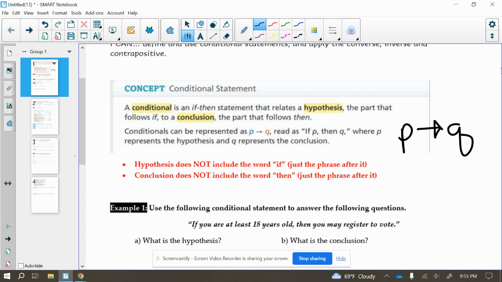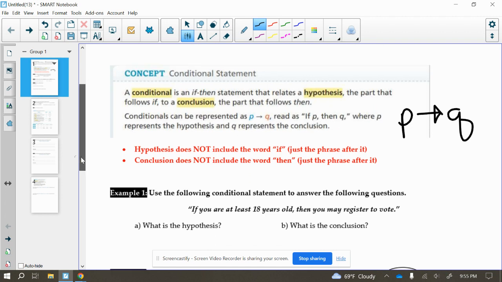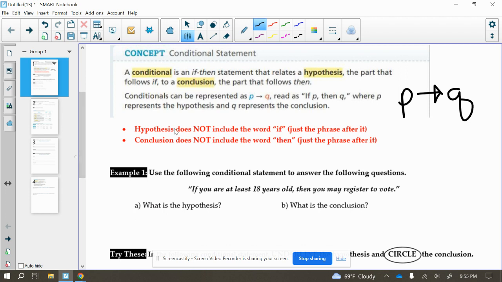Now, the P portion of the initial conditional statement is called the hypothesis, and then the Q portion that follows the word then is going to be our conclusion, the Q. And you'll see this set up in the if P, then Q. Note that the hypothesis comes after the word if, we don't include it. Same thing with the conclusion, it comes after the word then, we do not include it.